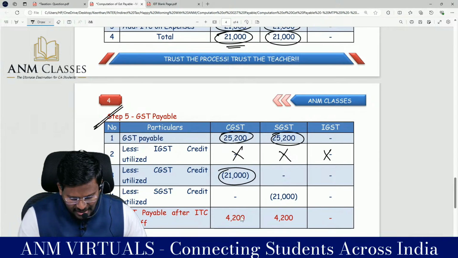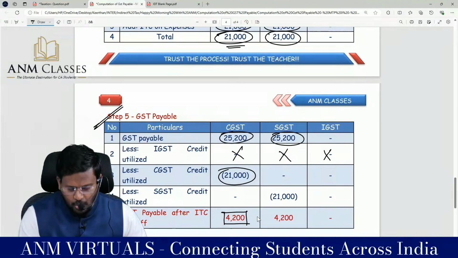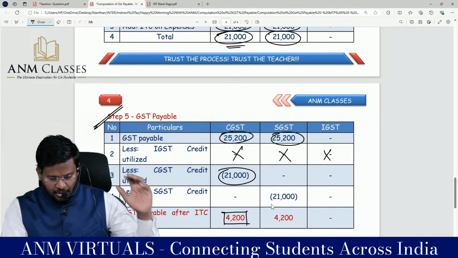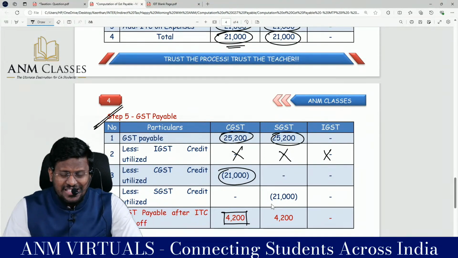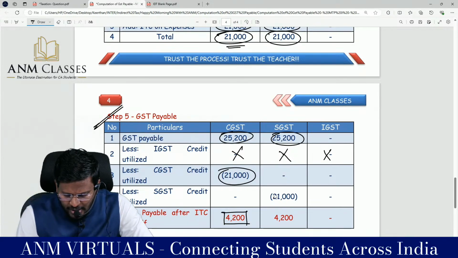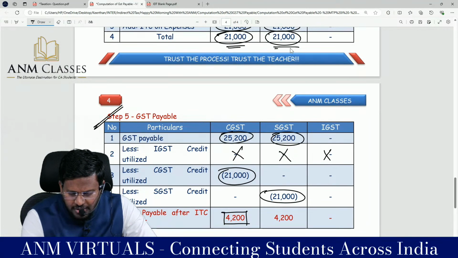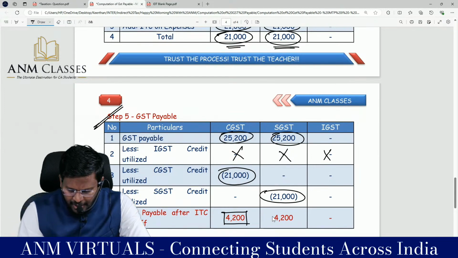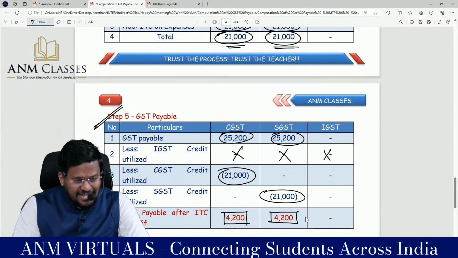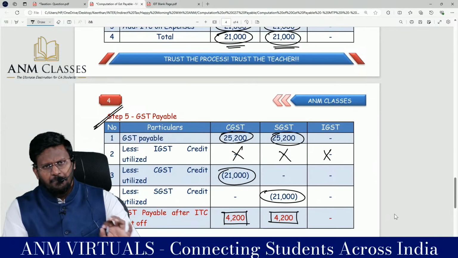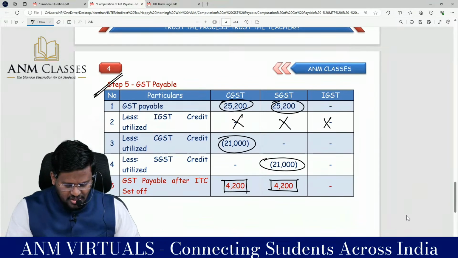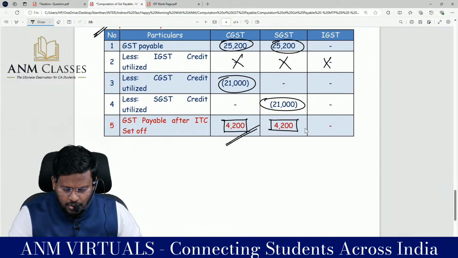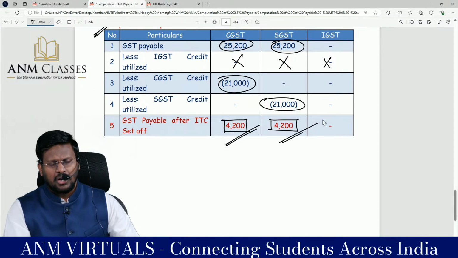You will get the balance CGST payable of 4,200 in cash. Now you are having SGST payable of 25,200. Against that 25,200, knock off this credit of 21,000 and pay this 4,200 as cash to the department. That is what the GST payable after set off is, 4,200 and 4,200.